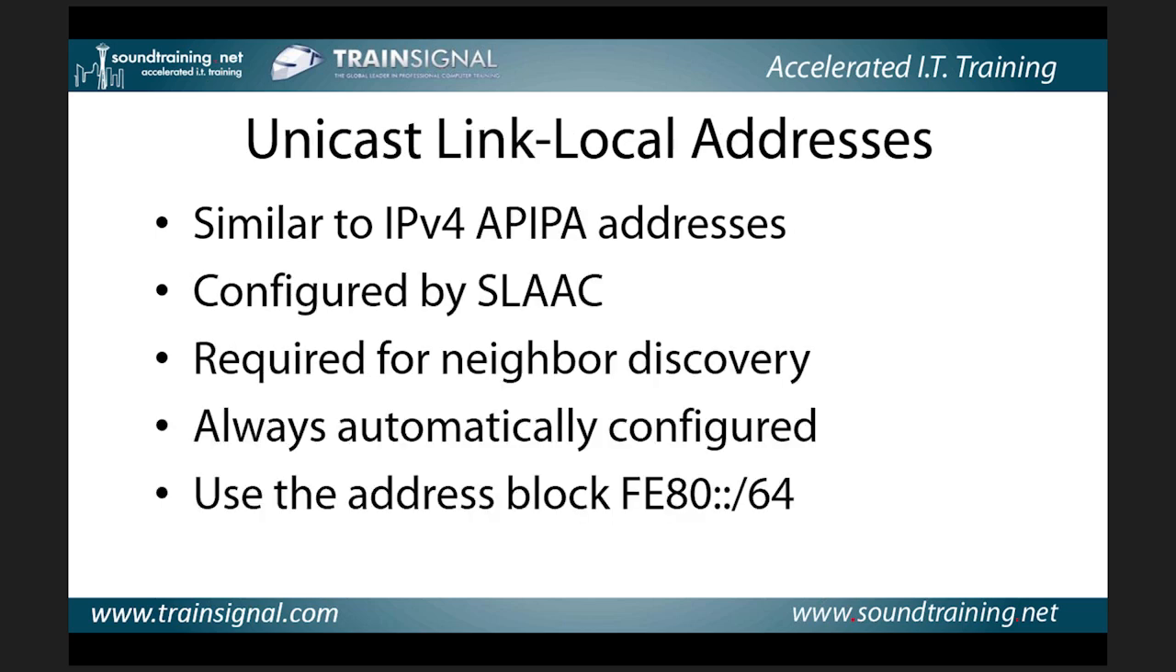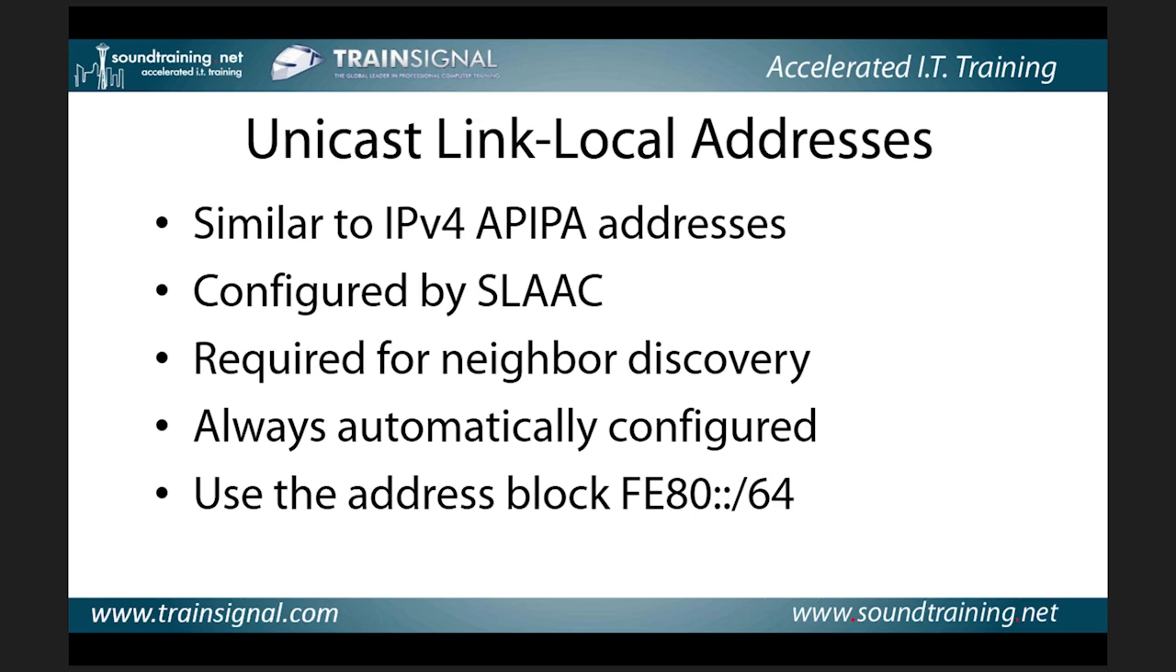Next, we have Unicast link local addresses. These are similar to IPv4 APIPA addresses. They're configured by SLAAC, and SLAAC is the stateless address auto configuration. And the cool thing about SLAAC is that, unlike APIPA, where everybody is pretty limited to the 169.254, with SLAAC, what happens is you can configure the address on a router, and then a node which is configured to pick up its address through SLAAC will pick up an address based on the network that you configure on the router that's providing the SLAAC addresses. I'm going to show you that in a little bit.